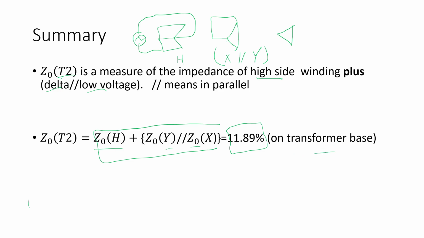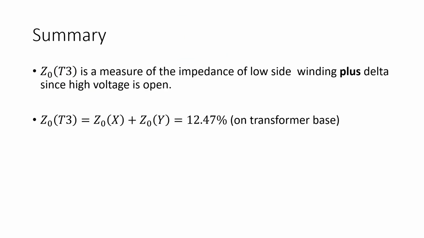Again, this is on the transformer base. So the same thing for test 3 is a measure of the impedance of the low voltage plus the delta. Again, in this case you have the high voltage, low voltage, and here's the delta. In this case, I shorted the low voltage windings, then I apply single phase voltage. I left the high voltage open.